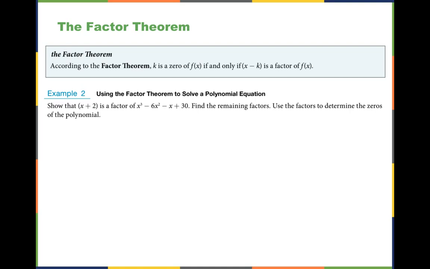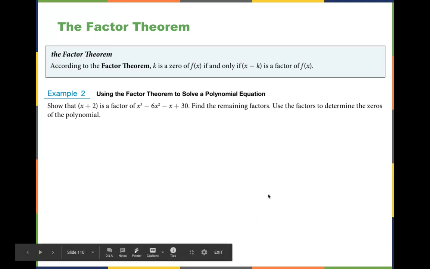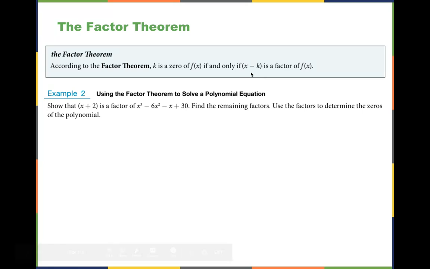All right, here's another one, the factor theorem. This is probably pretty intuitive to you. k is a zero of f of x if and only if x minus k is a factor of f of x. We've been using this for a long time with quadratics. If you factor a quadratic and you get that it equals x minus 2 times x plus 3, then you know that 2 and negative 3 are zeros of that quadratic. That's all this is saying.